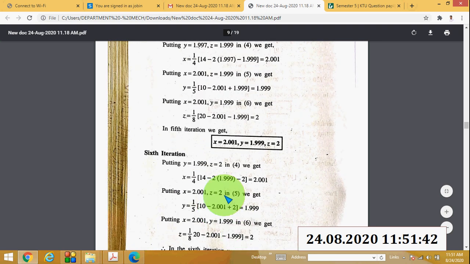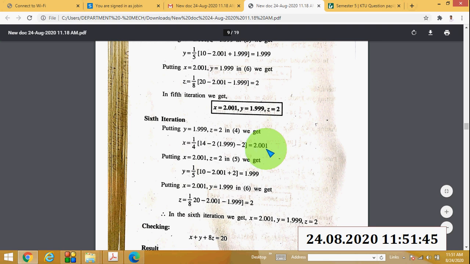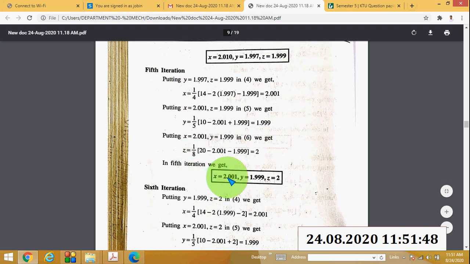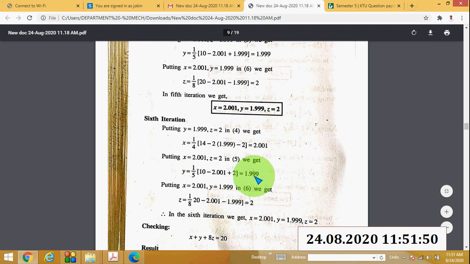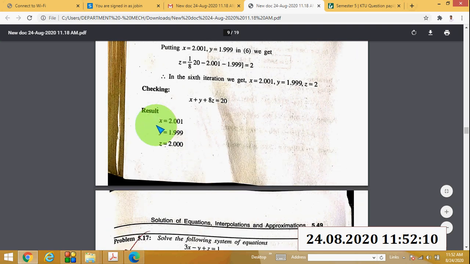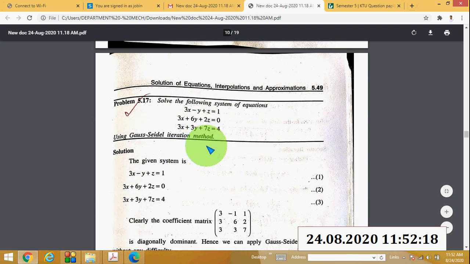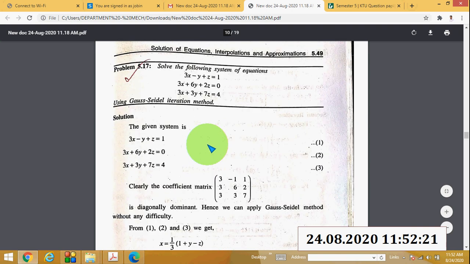In the sixth iteration, you can see the value of x equals 2.001. In the fifth iteration also, the value of x is 2.001. Similarly, the y value is 1.999 in the fifth iteration as well. And for z, the sixth iteration value is 2, and in the fifth iteration the value of z is also 2. So we can stop at the sixth iteration. Why? Because these two values are actually the same. So finally the result will be x equals 2.001, y equals 1.999, and z equals 2.000. In this way you can apply the Gauss-Seidel iteration method. I hope it's clear.